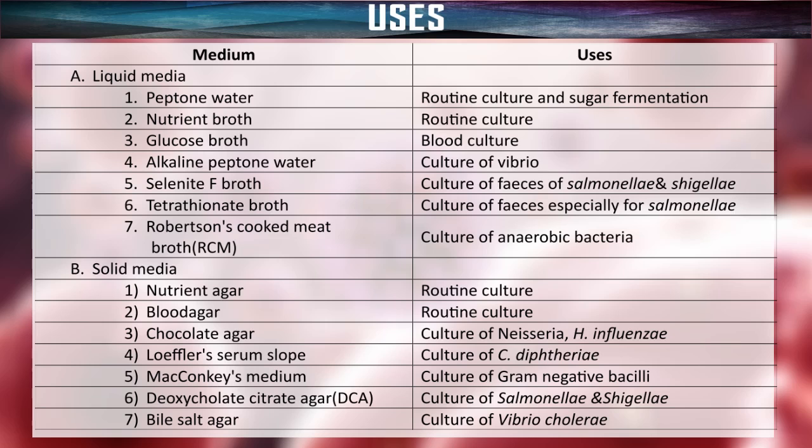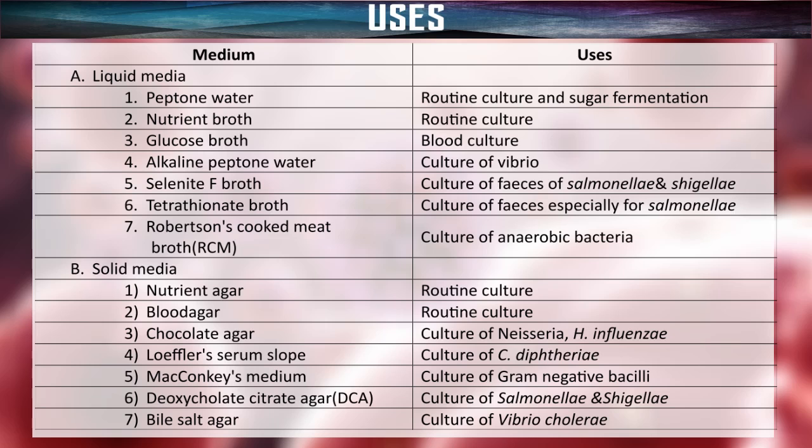Selenite F broth is used for culture of feces for Salmonella and Shigella. Tetrathionate broth is used for culture of feces, especially for Salmonella. Next is Robertson's cooked meat broth, which is used for culture of anaerobic bacteria. Next, under solid media, you have nutrient agar, which is used for routine culture, blood agar, which is used for routine culture, and chocolate agar, which is used for culture of Neisseria and Haemophilus influenzae.